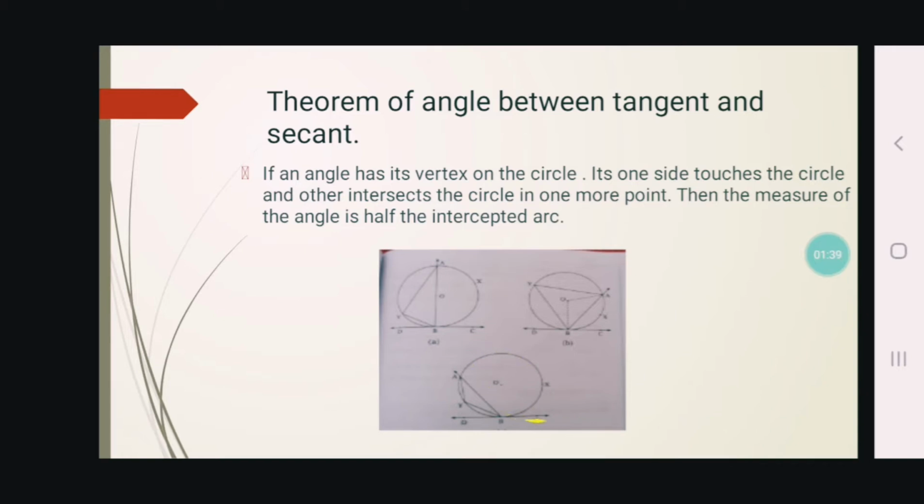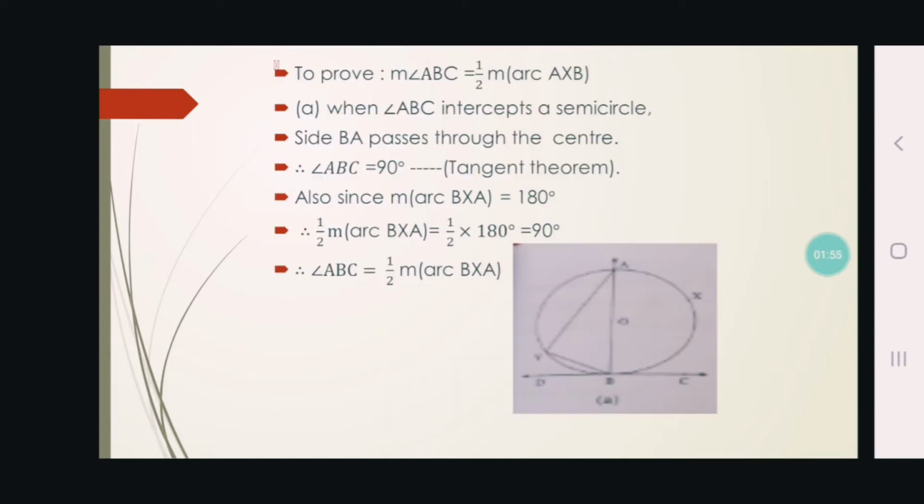Here, one of the arms of the angle is touching the circle and the other arm is intersecting the circle at 2 points. So the proof starts as such. Very first one, one of the arms of the angle, that is AB, is a diameter, and it passes through the center of the circle. The other arm touches the circle. AB passes through the center of the circle and BC touches the circle. What we have to prove over here is measure angle ABC is half measure arc AXB.